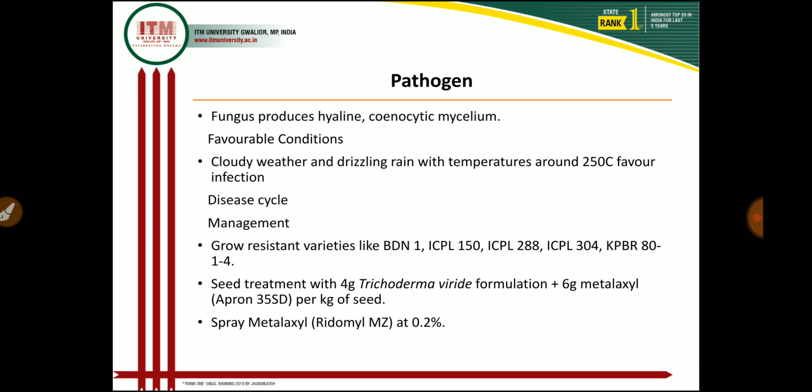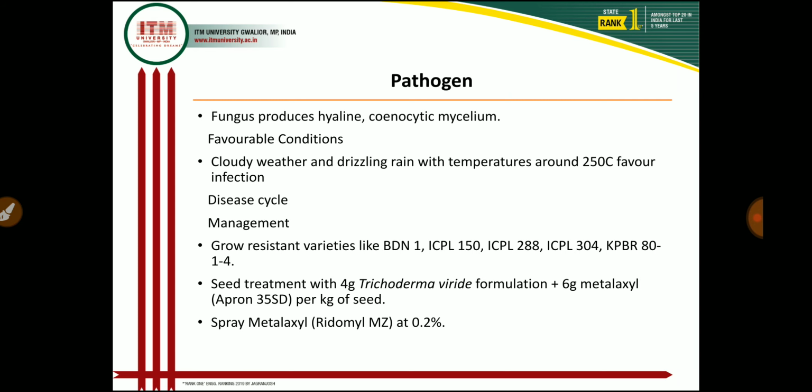Then if we give seed treatment with 4 gram Trichoderma viride formulation plus 6 gram metalaxyl, we control the disease. We also control this disease by spraying metalaxyl, that is Ridomil MZ, at the rate of 0.2%. By these management practices, we control Phytophthora blight in the pigeon pea crop.